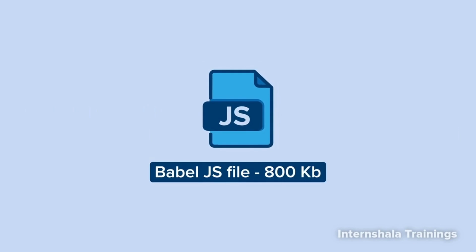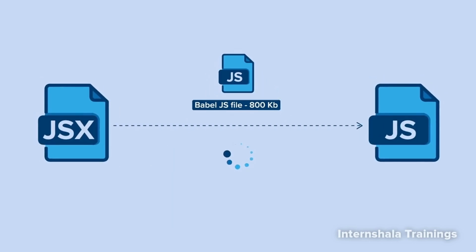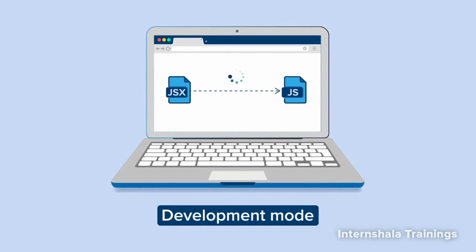Now, what happens is that the size of the Babel compiler file is around 800 KB. This means that whenever the browser has to convert the JSX code into JS code, it needs to load the file first. Depending on the internet bandwidth, loading this file may take some time, which is not a problem if we are working locally, or we also call it as working in a development mode.